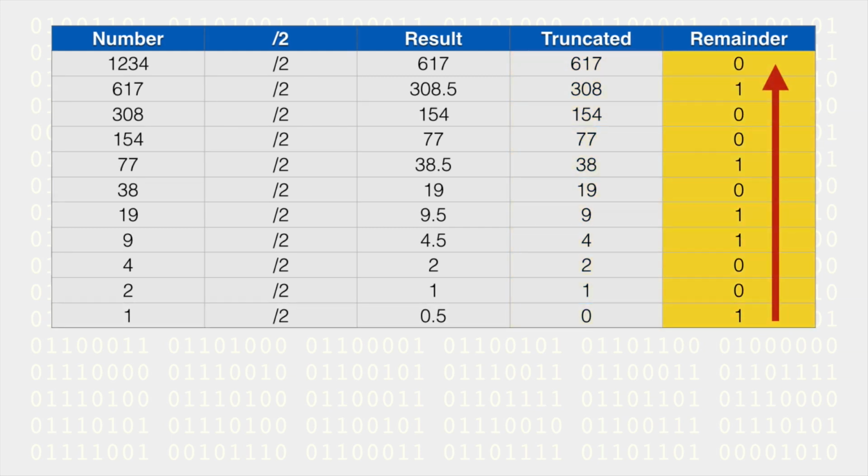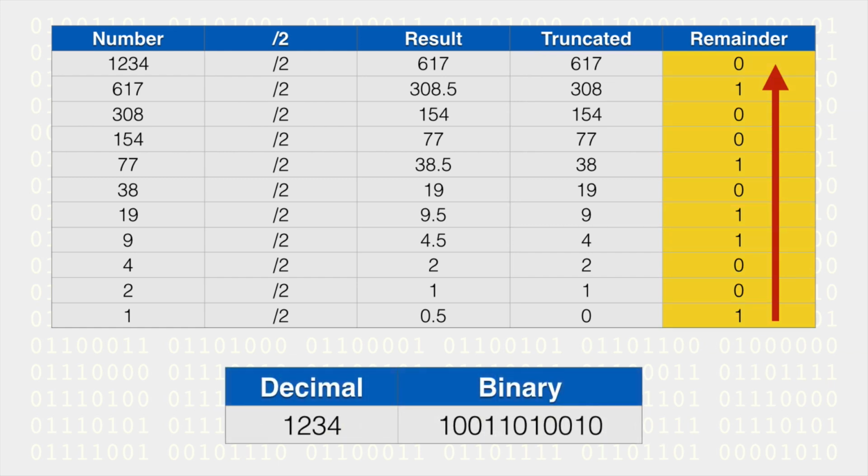We look at our remainder column and move up. And sure enough, the decimal value 1234 in binary is 100110100010. We could even do that with a larger number.